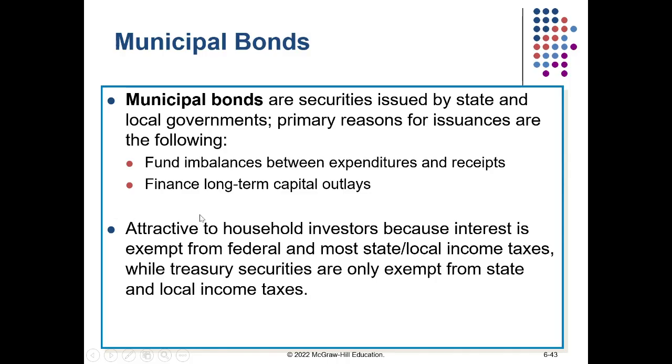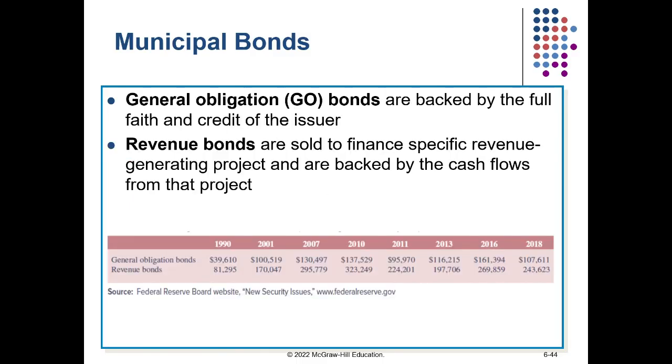But municipal bonds are attractive to household investors because interest is exempt from federal and most state and local income taxes, while Treasury securities are only exempt from state and local income taxes, but not the federal taxes. So therefore, municipal bonds are more attractive compared to Treasury securities, right? The difference is the federal income taxes.